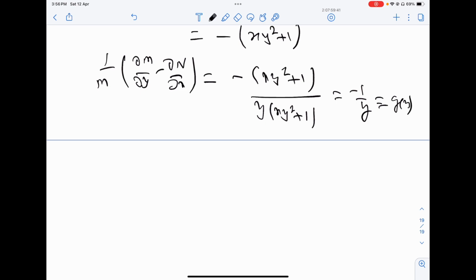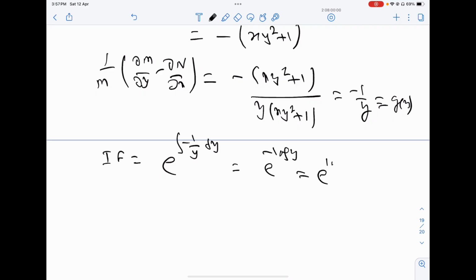And since it is a function of y only, we can find out the integrating factor. So integrating factor is e to the power minus integration of 1 over y dy. So e power minus log y. So we have integrating factor is 1 upon y.